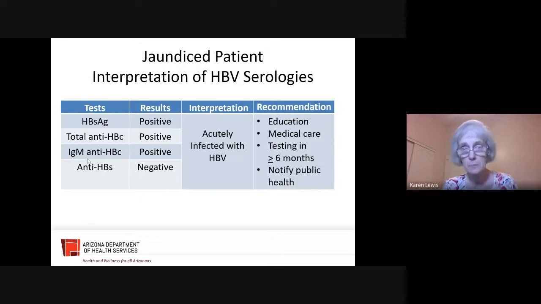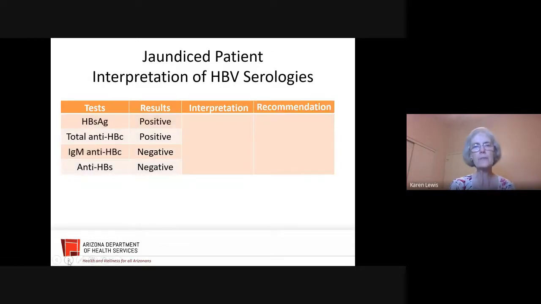And so they really need information so they know the sexual contacts are at risk, can't share needles with anyone. They need that testing in 6 months to see if they've cleared.